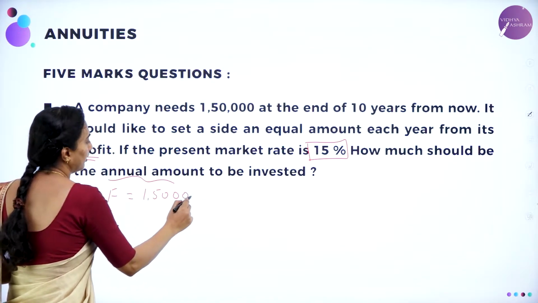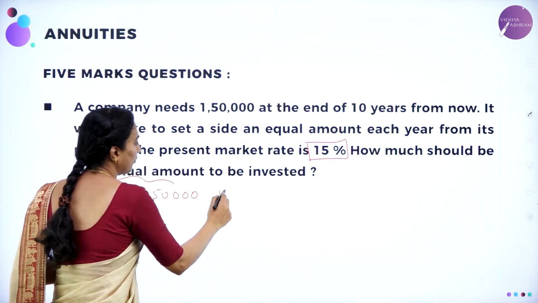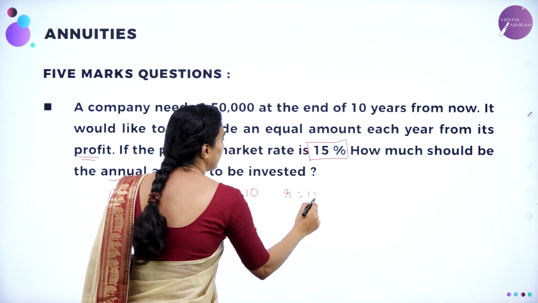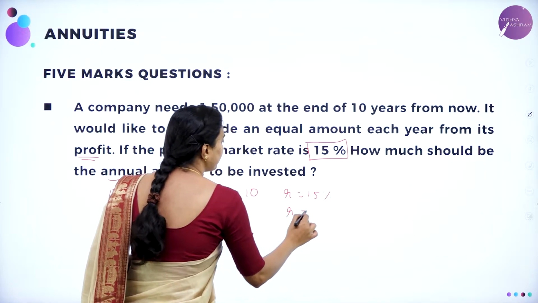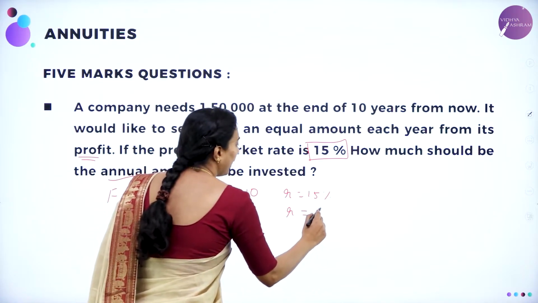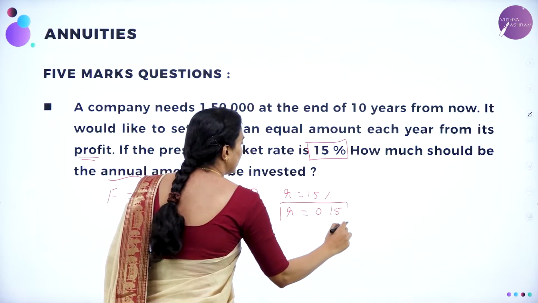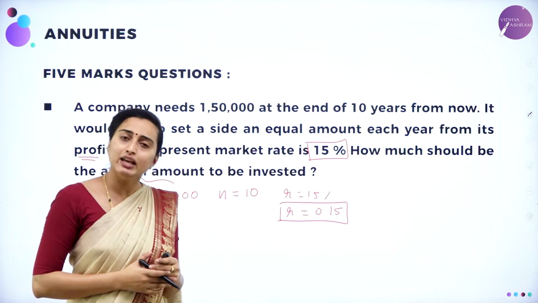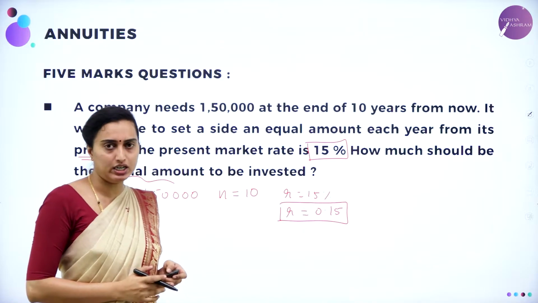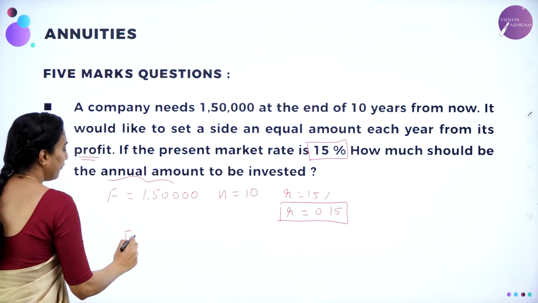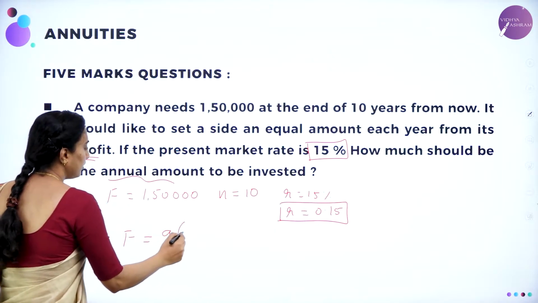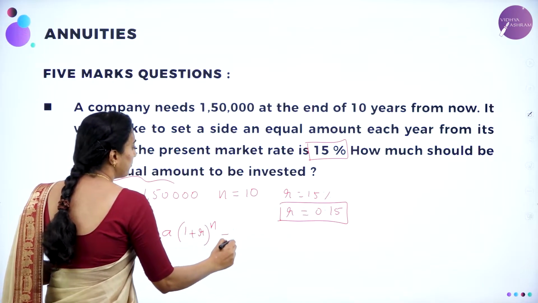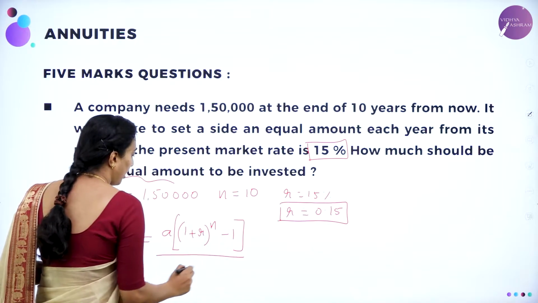F is 1,50,000, and n, the number of years, is 10. And r, or i, is 15%, which you convert by dividing by 100 to get 0.15. If nothing is given about the annuity, it is automatically considered an annuity immediate. So what is the formula for annuity immediate? As we have just learnt, F = A into ((1 + r)^n minus 1) divided by r.